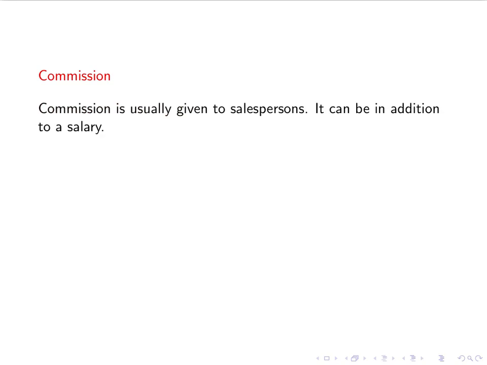Next, we're going to look at commission. Commission is usually given to salespeople, so people who are selling things, and it can be in addition to a salary. If someone is working strictly on commission, but they don't end up making enough for what would have been minimum wage, they do have to get paid at least minimum wage. So we think of commission usually as getting more, but you're never going to get less than minimum wage.